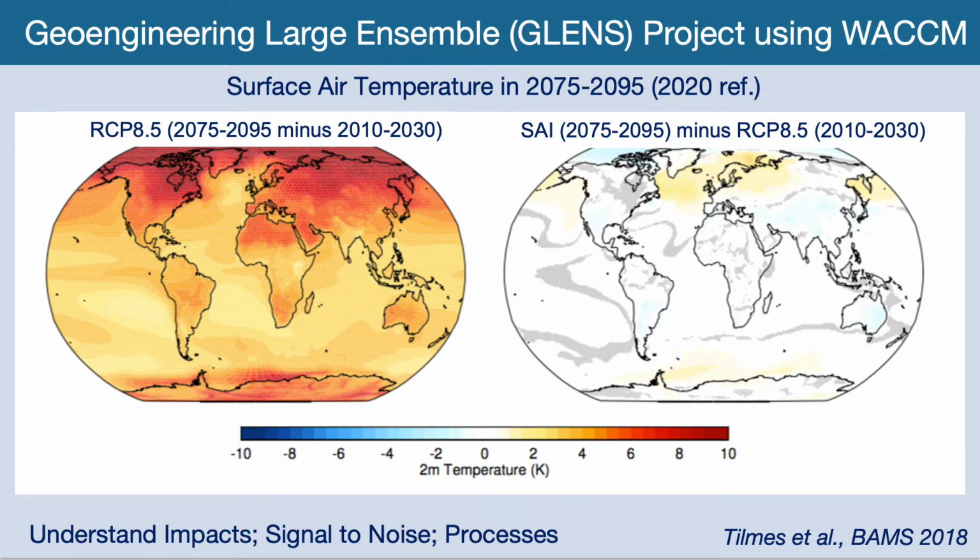First of all, we look at surface air temperatures, which compare conditions from 2075 to 2095 minus 2010 to 2030. On the left, we see the strong increase in temperatures in the RCP 8.5 scenario. On the right, we see that there are almost no changes in the stratospheric aerosol intervention application. However, there are still some signals, for instance, a robust warming over Eurasia in winter, and this process has also been shown in other previous studies.